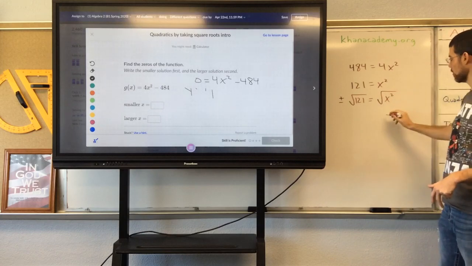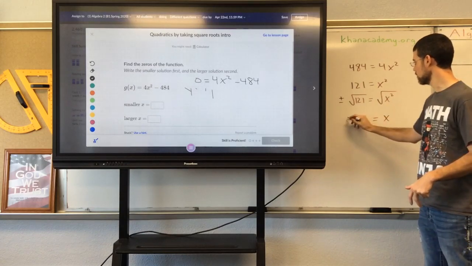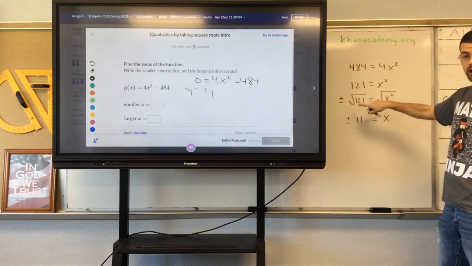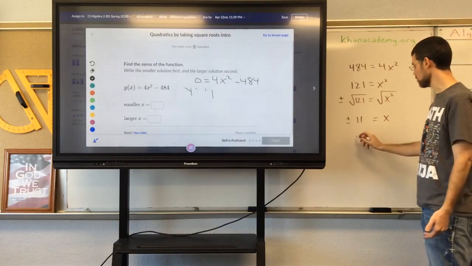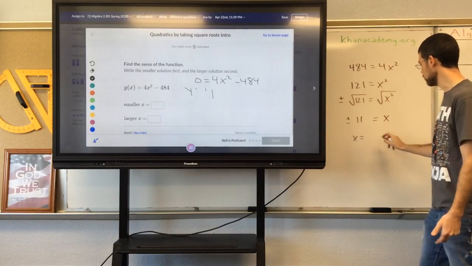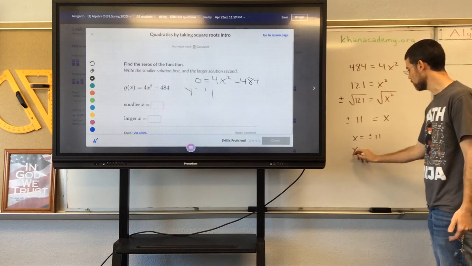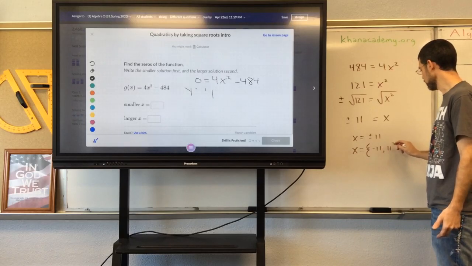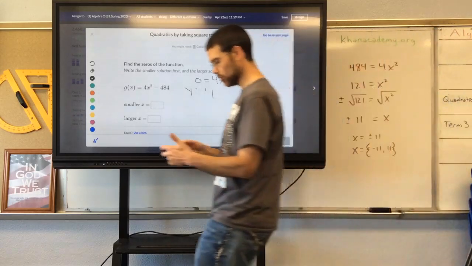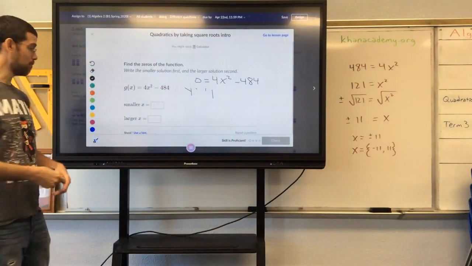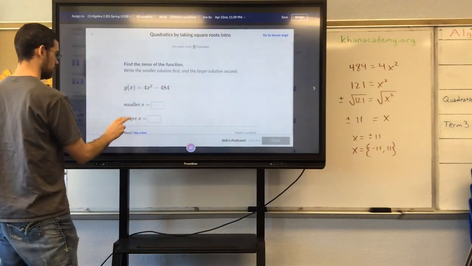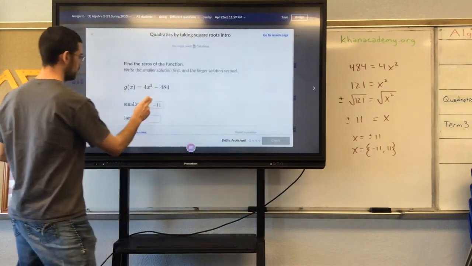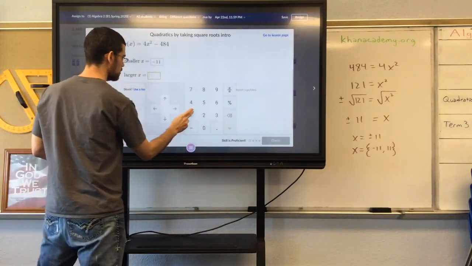Okay, square root of x squared is x, so x is plus or minus 11, because 11 is the square root of 121. So there's actually two answers. This could be written x equals plus or minus 11, or it could be written x equals negative 11 or 11. And so those are our two solutions. The smaller one is the negative number. And the larger x solution is positive 11.